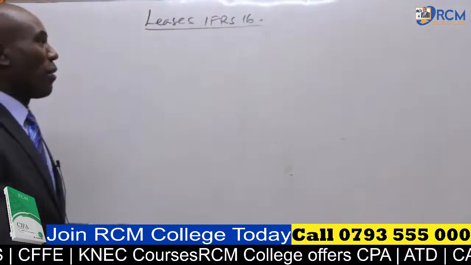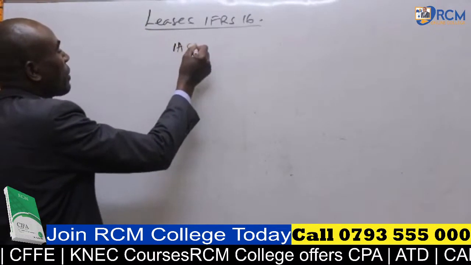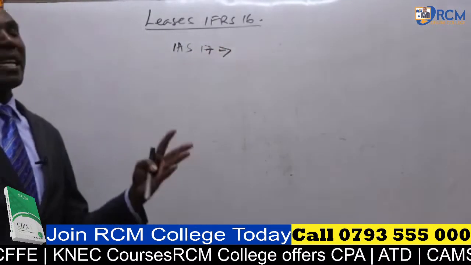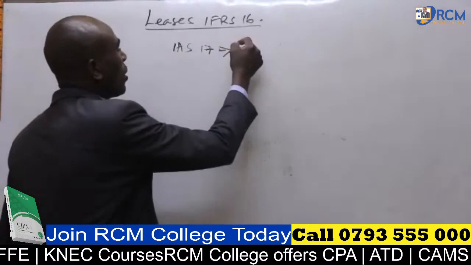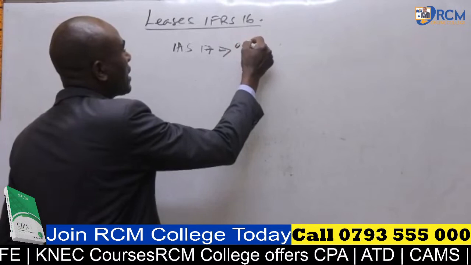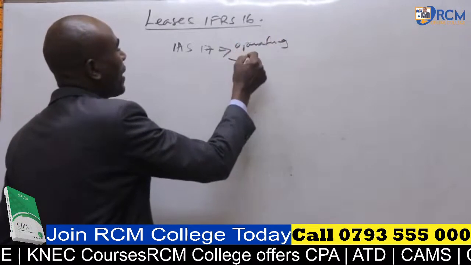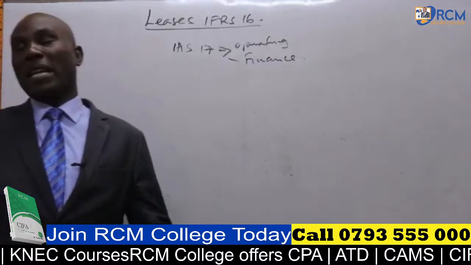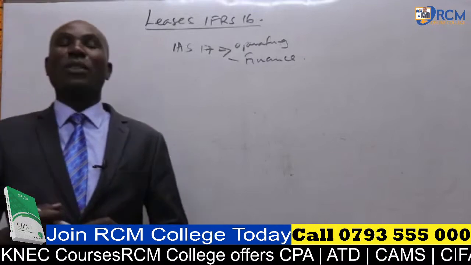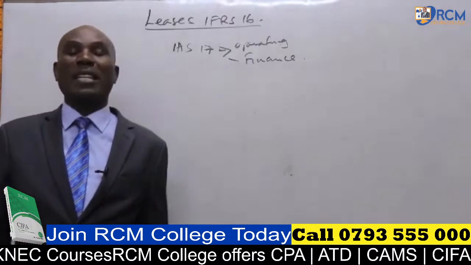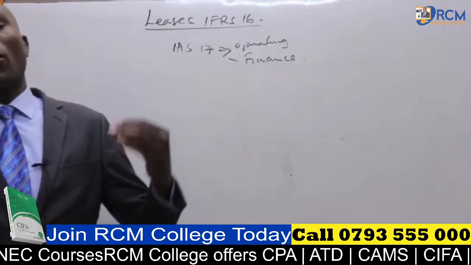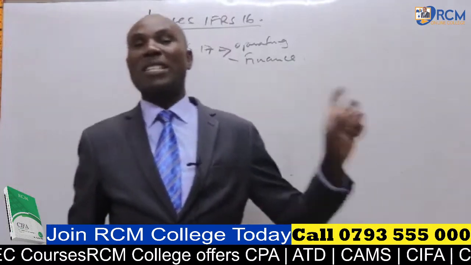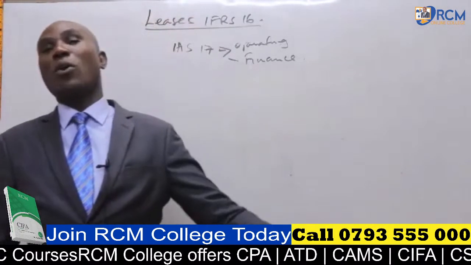Remember, I gave an example of IAS 17. Leases previously was under IAS 17. And under IAS 17, on the part of the lessee, we were recognizing what we call operating lease and finance lease. We were categorizing a lease into operating lease and finance lease, but now the provisions changed. IFRS 16 came in, and now they changed how you recognize leases on the side of the lessee. The lessee is the user of the asset, the borrower of the asset.